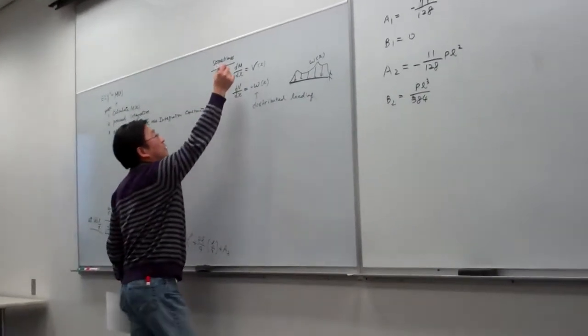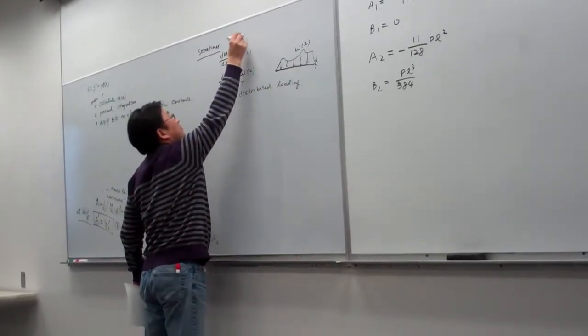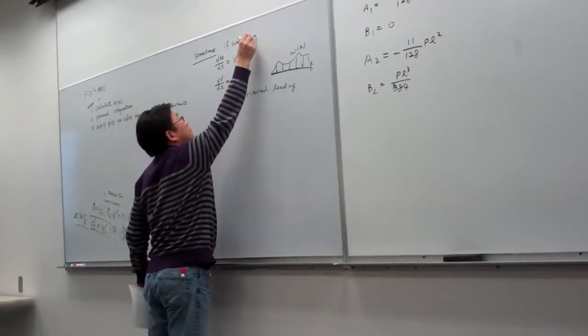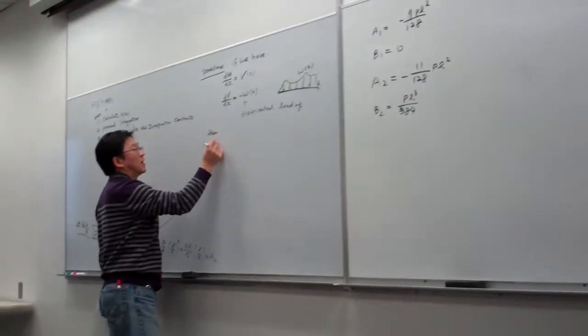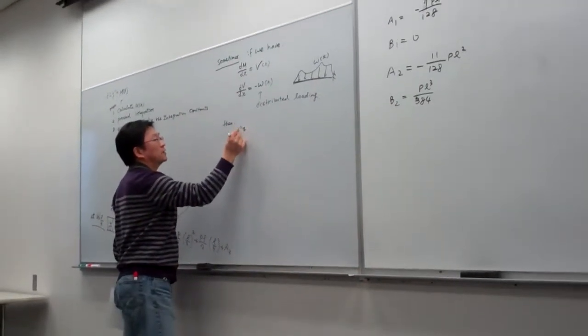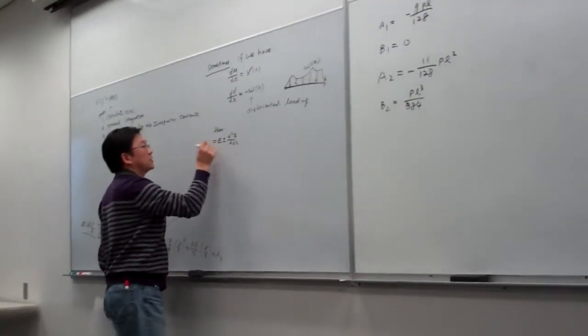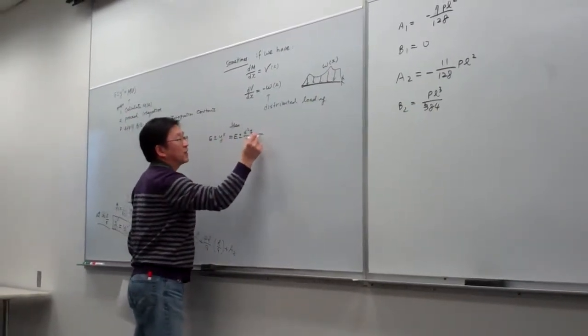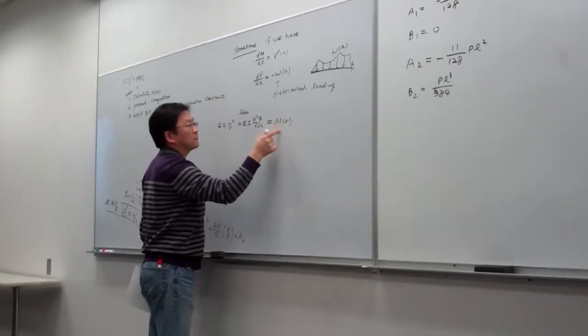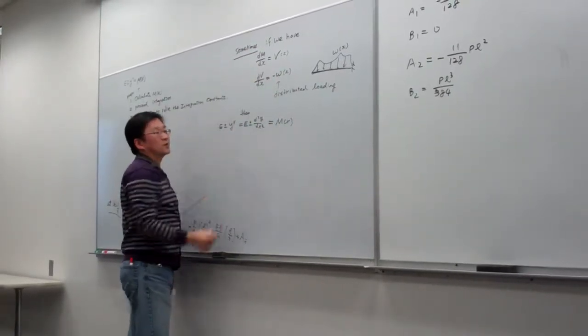So if we are given that, then we can try this: EI d squared y over dx squared. That is our definition of EI y double prime, and this one equals M of x. We start from here and try to utilize the information this way.